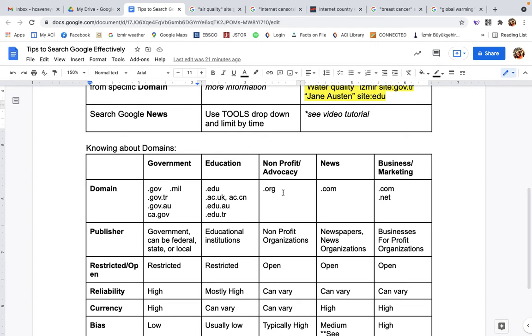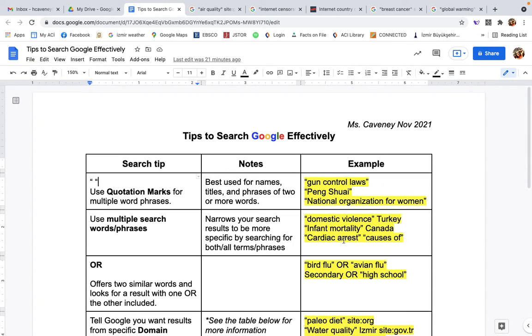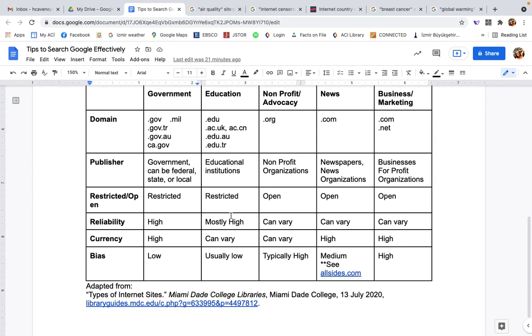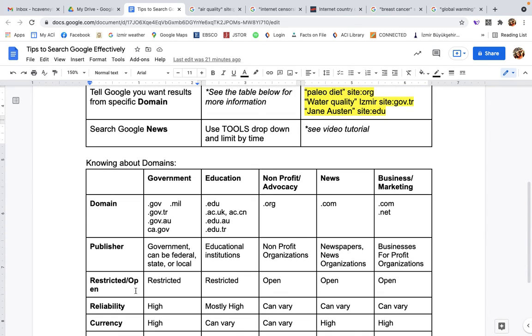Maybe you're studying something that has nonprofit research organizations working for it. For example, up here I have the National Organization for Women. I'm sure they have their own website. I can target it that way too. So take a look at this and just be aware of these parts of how we evaluate domains.